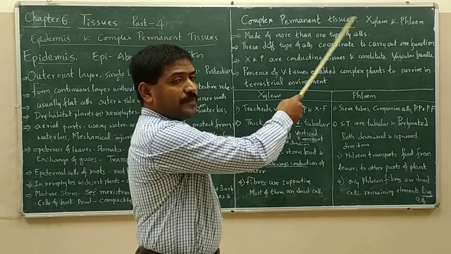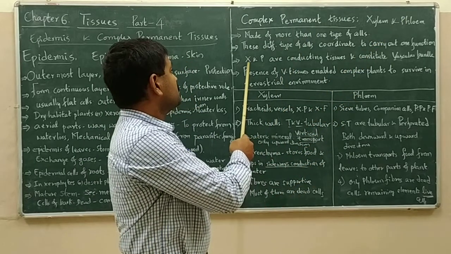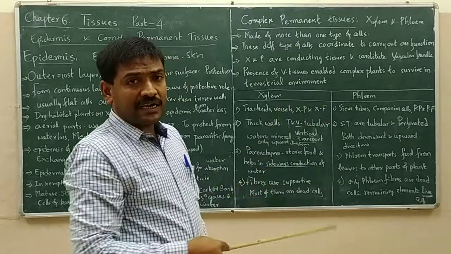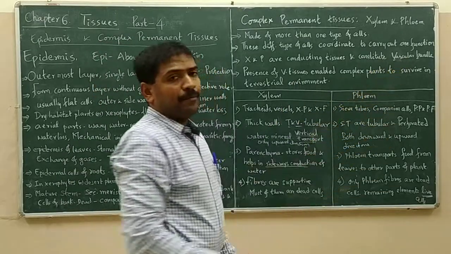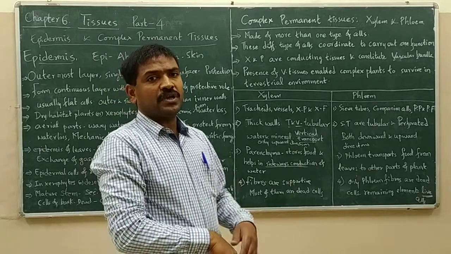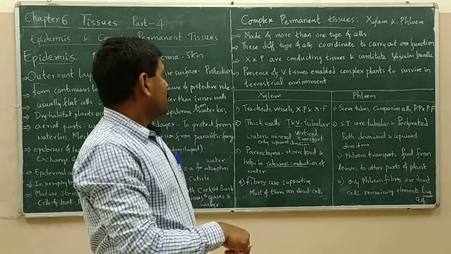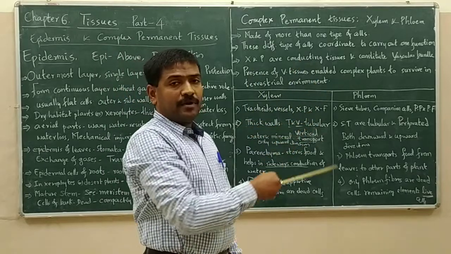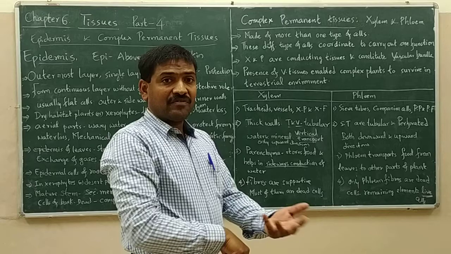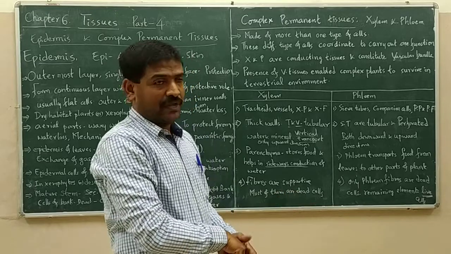And what are the complex permanent tissues? Xylem and phloem. They are the conducting tissues, and both together they form the vascular bundle. Vascular means transporting or conducting bundle. The presence of these vascular tissues enabled plants to grow successfully.